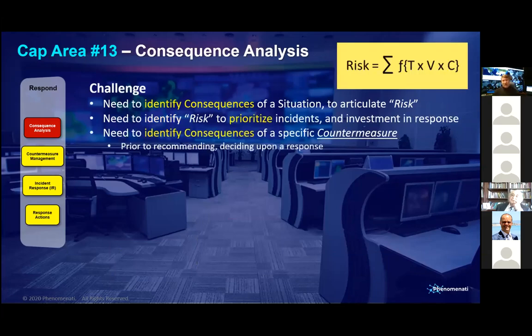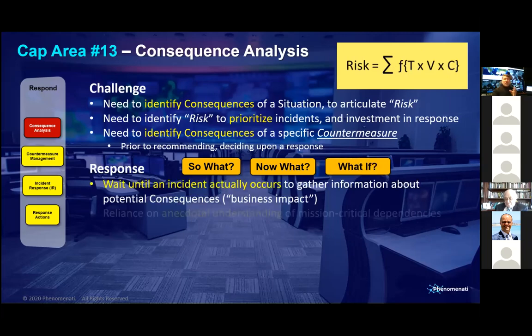So way back in the 90s, I created this risk formula to drive people to looking at the consequence piece. If there is no consequence, it doesn't matter what the threat is exploiting the vulnerability, we have no risk. That's the reason why it's a multiplicative formula. But of course, in our world, we do have consequence. We need to understand those consequences, not just to say, so what about what's happening with the adversary, but so what if I play a particular countermeasure, what's that going to do to my business?